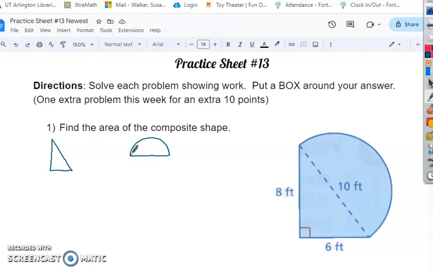Okay, so we put our numbers, 6, 8, and then we have a semicircle and we have a 10 here. So your job is to remember what that is. When it goes all the way down, that's our diameter. So this is a diameter. So I already know my formula for area of a circle.